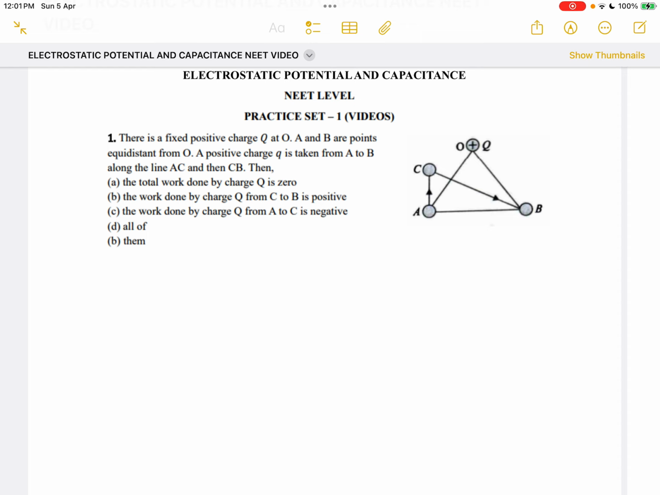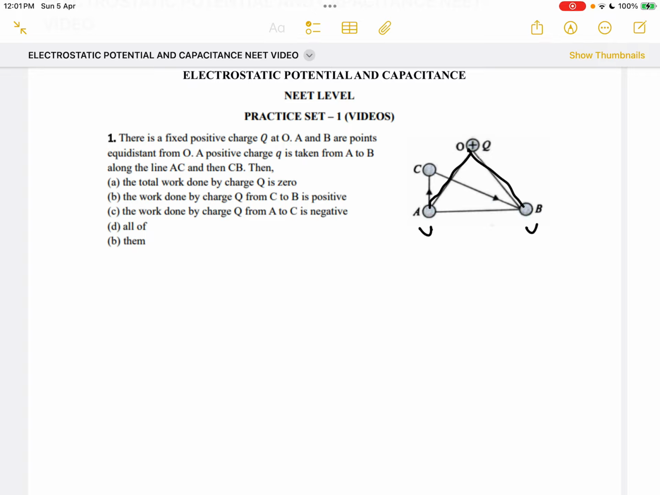Then let's read all of the options one by one. The total work done by the charge Q is 0. That is true because the initial and final points are exactly at the same distance. Potentials are the same, so potential difference is 0, work done is 0. Work done by the charge Q from C to B is positive.